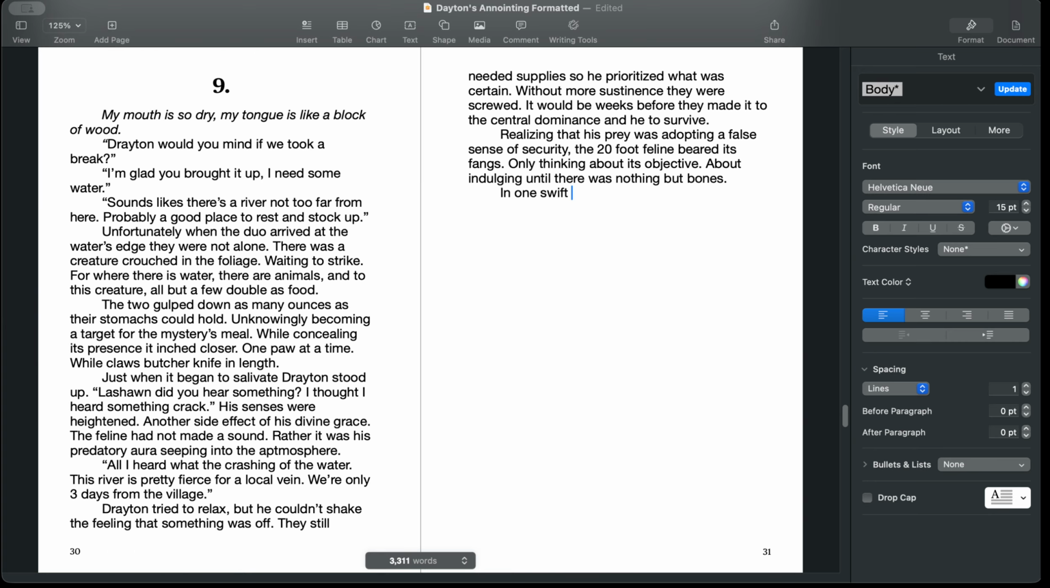In one swift motion, it pounced, pinning Drayton to the Earth's crust.